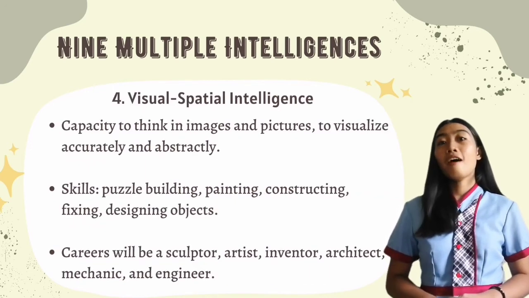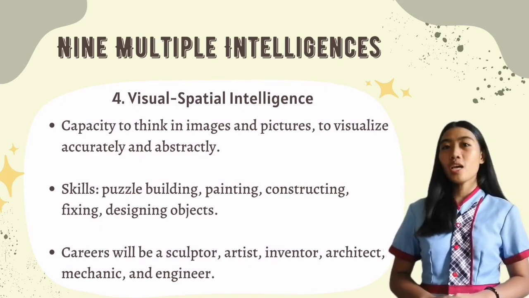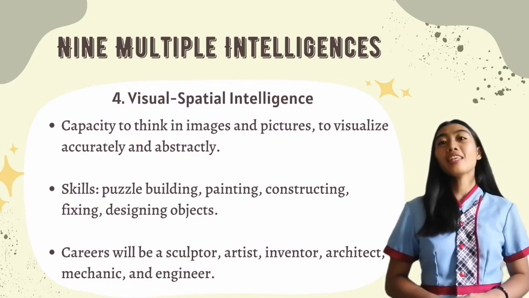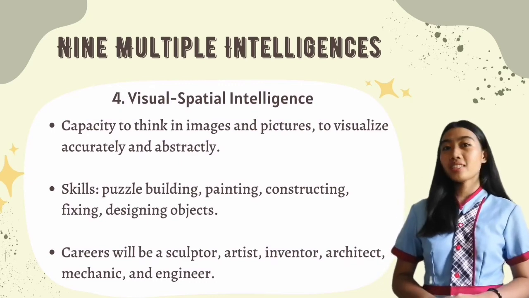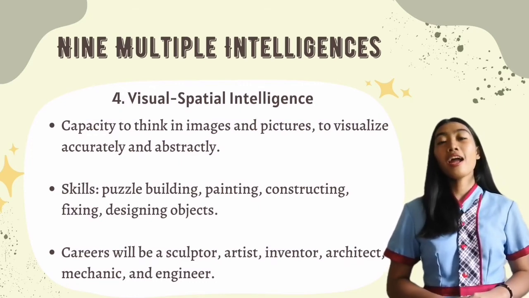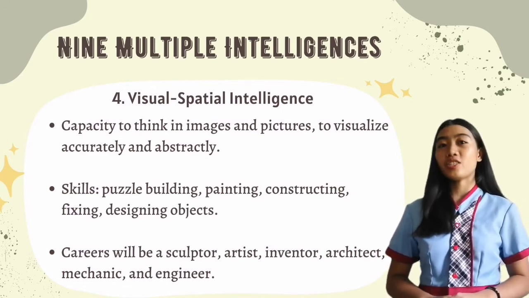The fourth one is visual and spatial intelligence. It has the capacity to think in images and pictures, to visualize accurately and abstractly. This includes skills such as puzzle building, painting, constructing, fixing, and designing objects. The possible careers will be a sculptor, artist, inventor, architect, mechanic, and engineer.